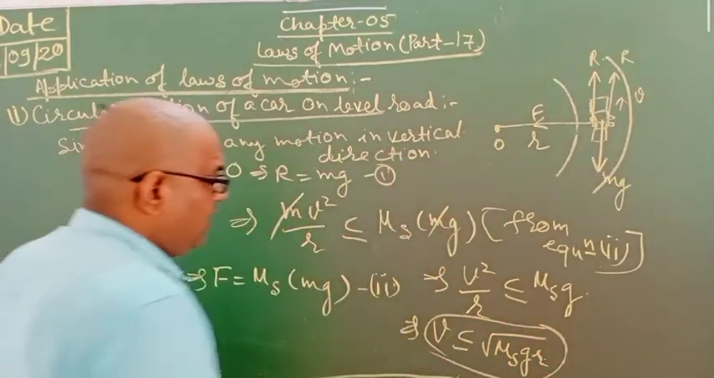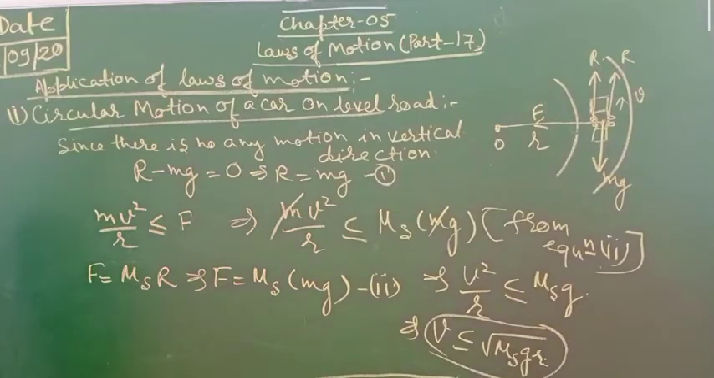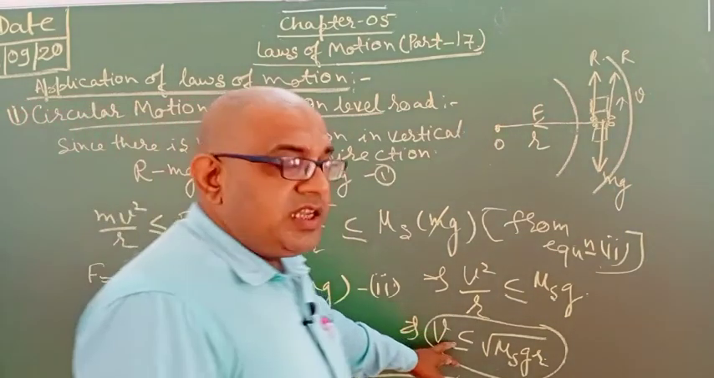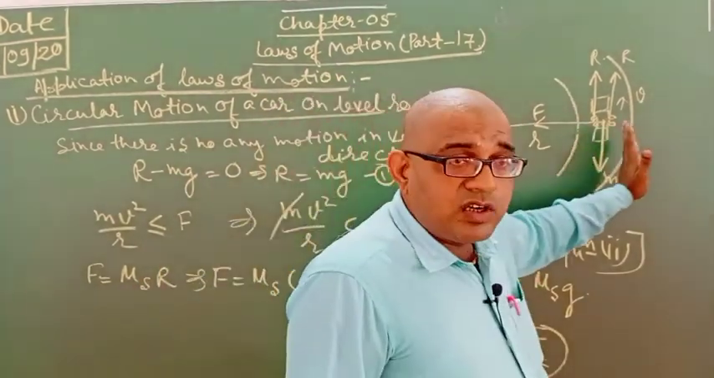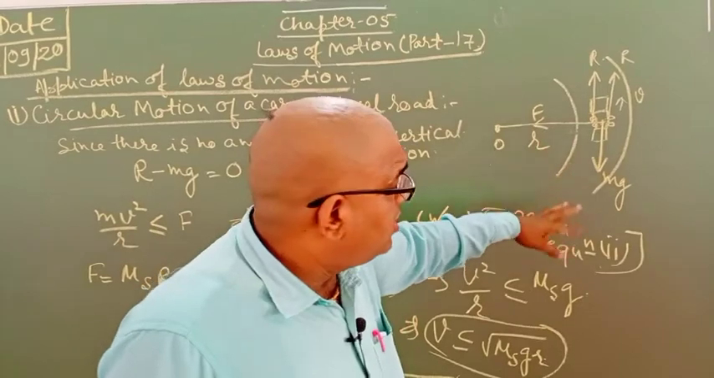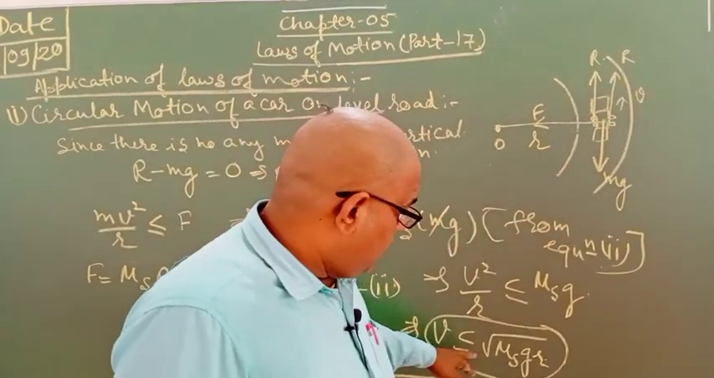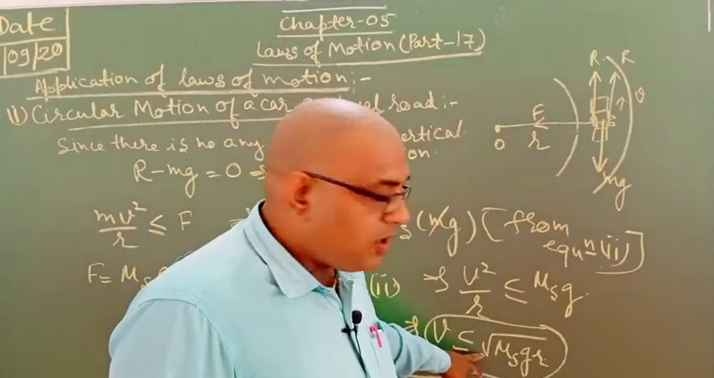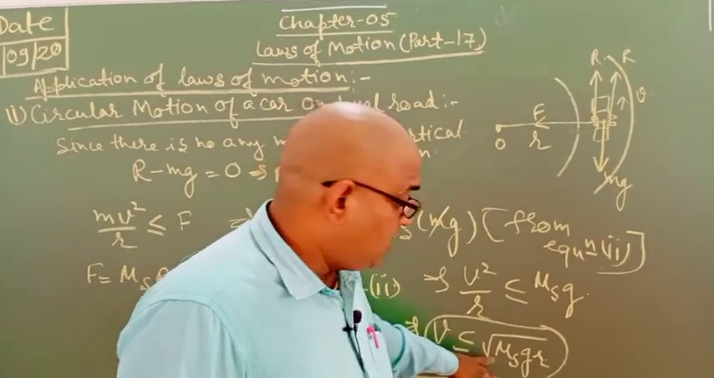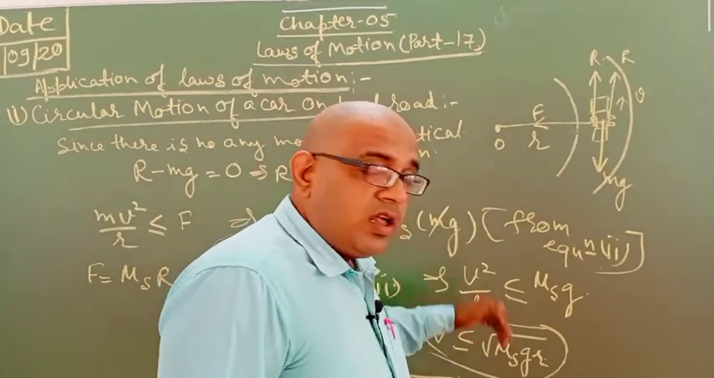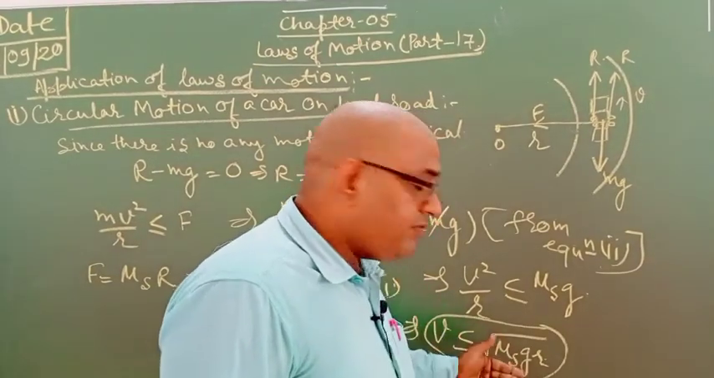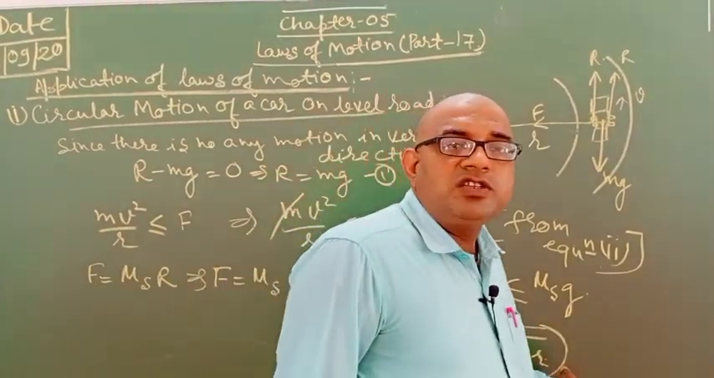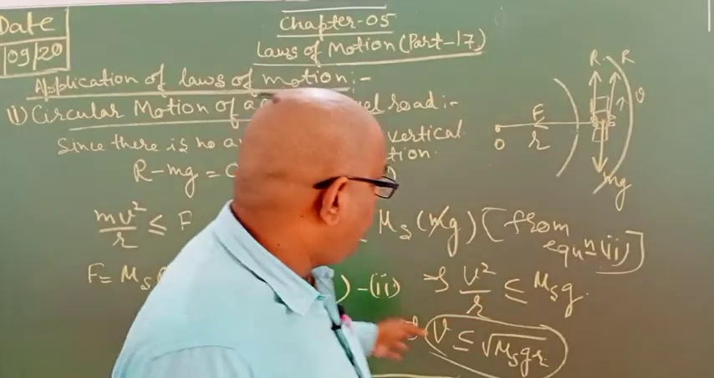V is less than or equal to under root mu s g r. While taking the circular turn, the velocity must be equal to or less than under root mu s g r. But if the velocity is greater than under root mu s g r, then what will happen?